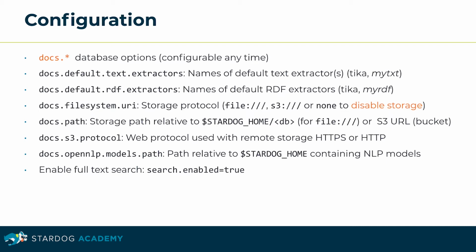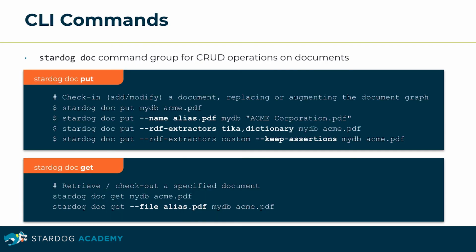The property docs.opennlp.models.path indicates a directory relative to Stardog home that contains the models for natural language processing and any related files such as entity dictionaries for linking. Entity linking based on database contents and a full text search for documents requires the text search option to be enabled. The Stardog command group doc serves the lifecycle operations on documents.